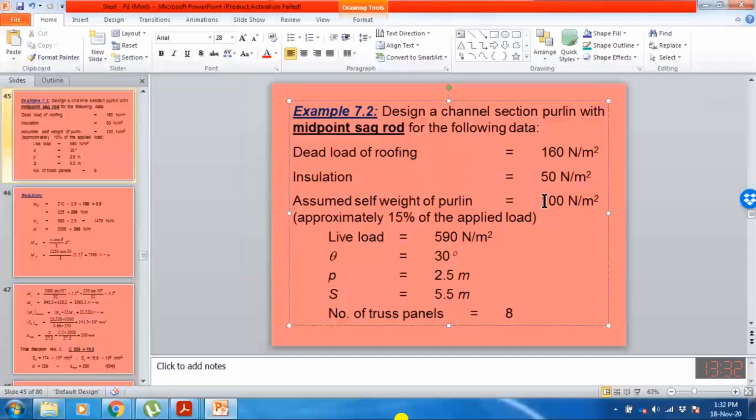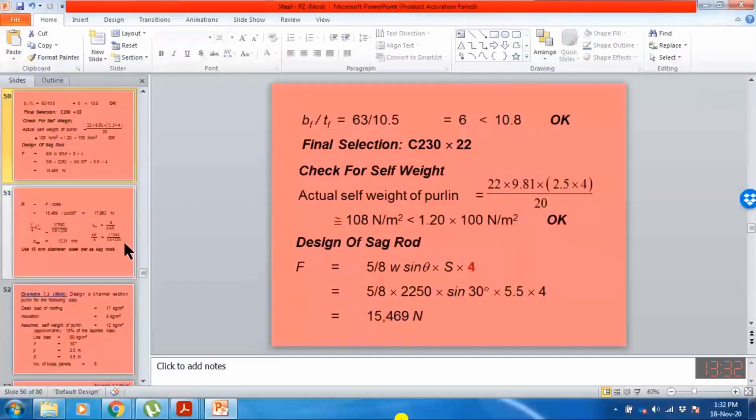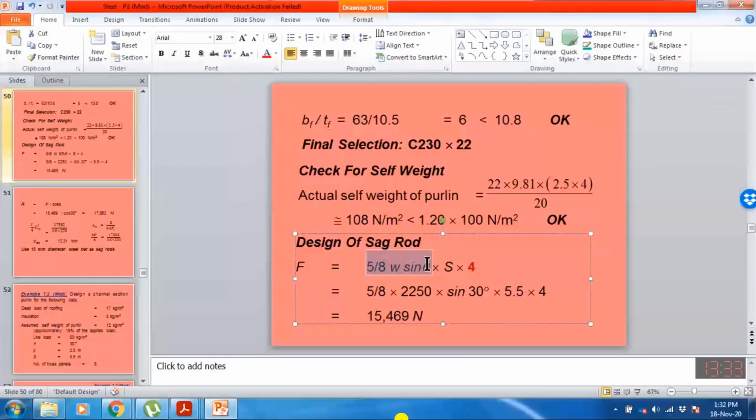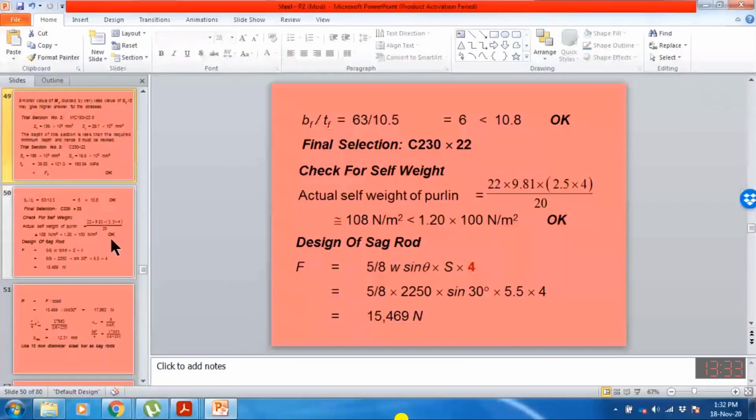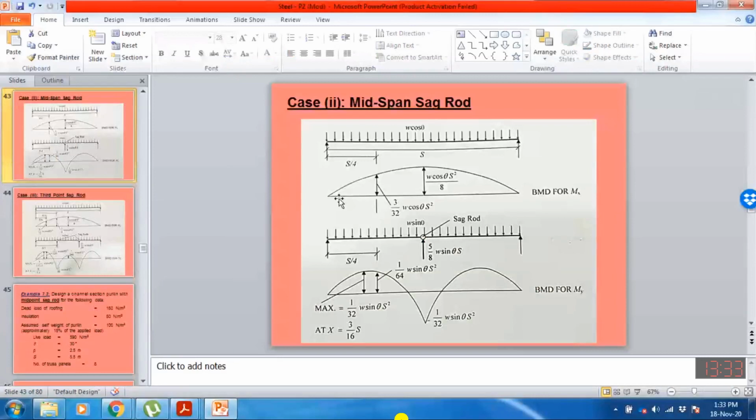Then the self weight should be less than 1.2 times the assumed self weight. Then the number of sag rods. For the force in one sag rod, we have taken 5/8 wL sin theta. If we are using one sag rod, the force in one sag rod is equal to W sin theta over S.